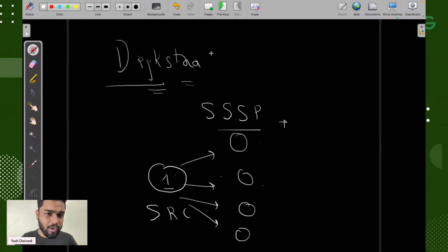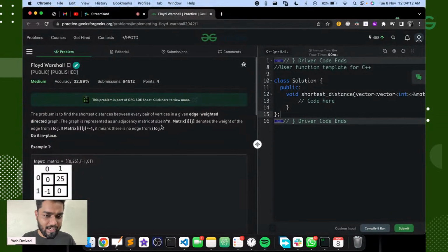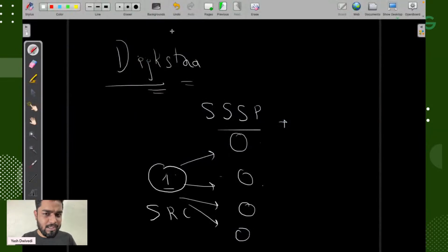Now, what is Floyd Warshall algorithm? In this particular Floyd Warshall algorithm, it is nothing but multiple source shortest path, you can say. It is multi-source. Now what do we mean by multi-source?